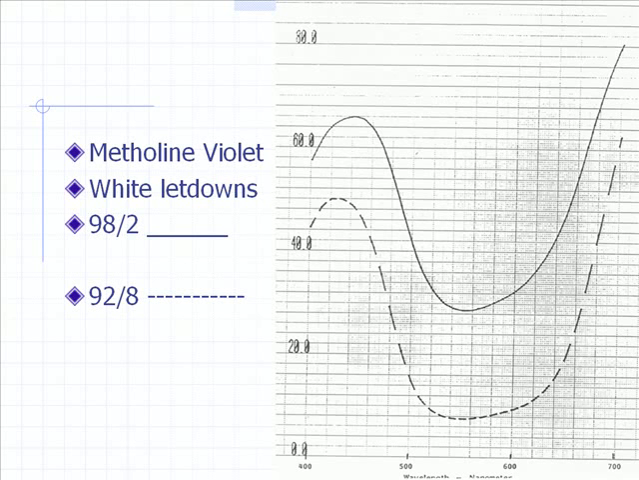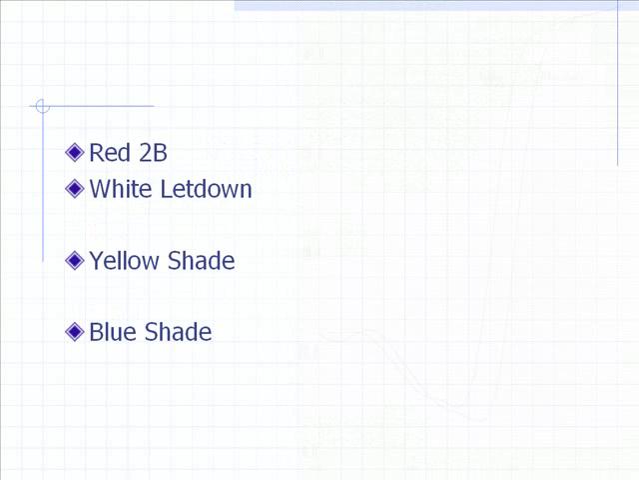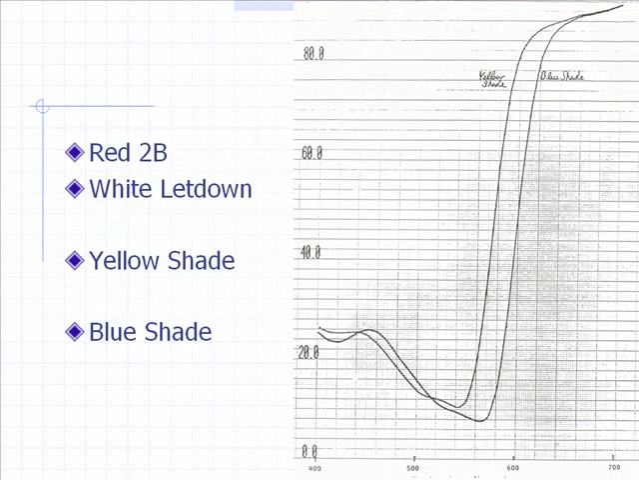Here's another one, red 2B. A red is relatively flat in this part of the spectrum, and then it goes up very quickly. We call that the inflection point, and what wavelength that happens at is important for determining what the color is that we see.